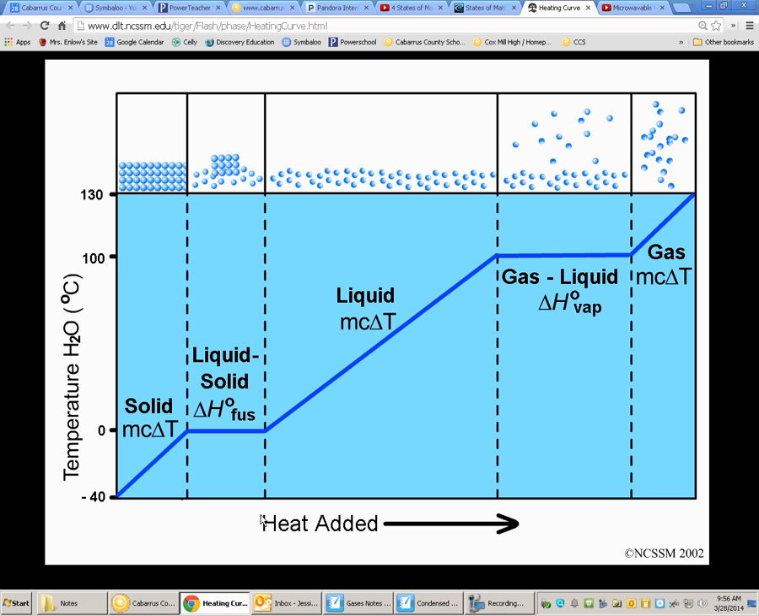Okay? Remember what HFUS meant? Fusion, which means melting. And then HVAP, vaporization. Okay? I see a couple people writing a couple things. And then, I've got one more question for you.